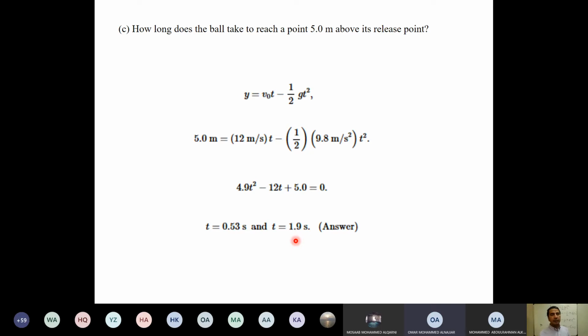Any other student who wants to come in here? Both. Take the positive, maybe. Why are we going to take both? Because one is going upwards and one is coming downwards. Okay, there's the thing. Since they are talking about 5 meters above its release point, they are not saying whether they are talking about the initial path or the final path. So when it is going up, it passes through that height once, and when it is coming down, it also passes through the same height once more. So therefore, we are going to consider both of the times.